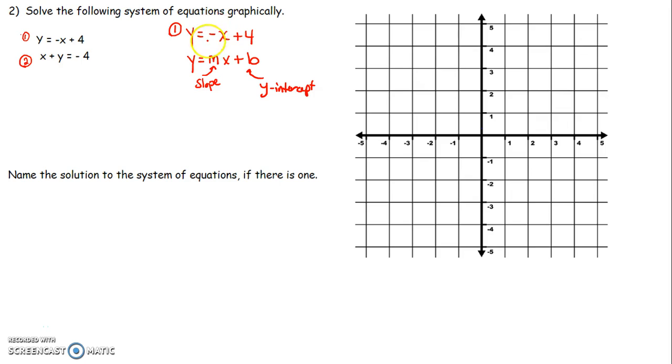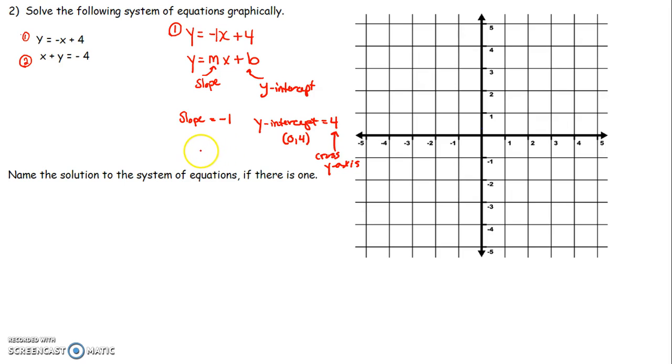First of all, you see this negative sign, but you don't see an actual number in front of the x. You can always assume it's a 1, so you put a little 1 there. So your slope is equal to negative 1. This 4 here is your y-intercept. Your y-intercept equals 4. The coordinates of that y-intercept are 0, 4. It's where you cross the y-axis.